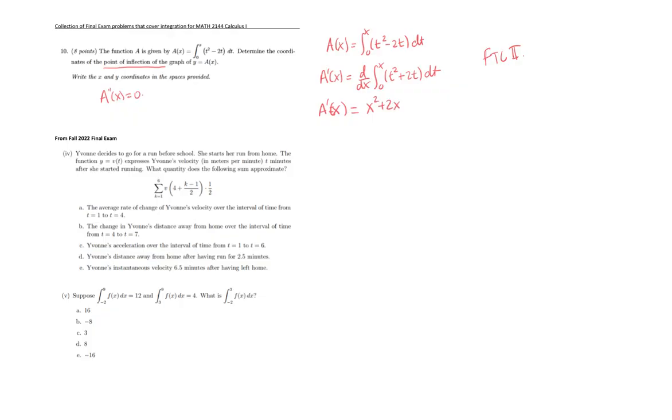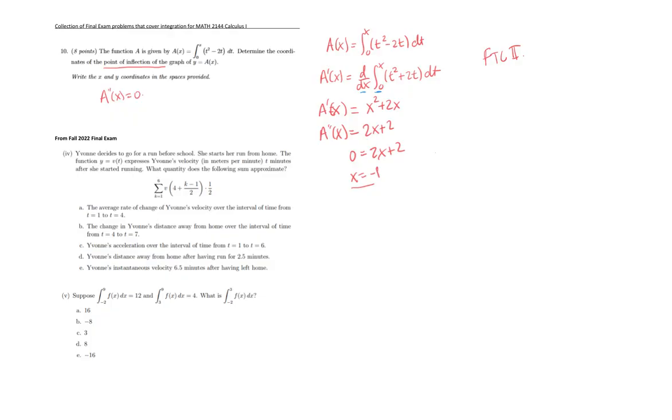And so one way to think about the fundamental theorem part 2 is the idea that this derivative and integral kind of undo one another and you kind of get back to where you started. So that is A prime. To find A double prime of x, we're just going to take the derivative of that. So I'll get 2x minus 2. If I set that equal to 0, I'll get x is equal to 1. And so that's the x coordinate of the inflection point.